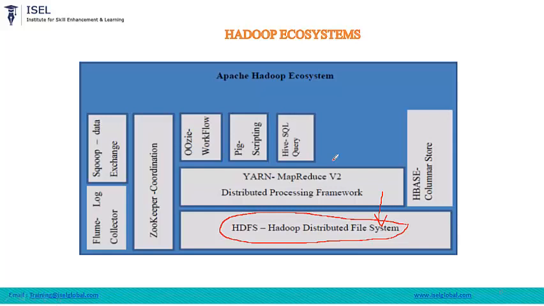But as you know, in the market, people who have Java knowledge are very few, or people who have Python knowledge are very few. So that is the reason they tried to ease the writing of complex MapReduce programs by introducing different ecosystem components. One of them is Pig and one of them is Hive. Okay, so what is this Pig?